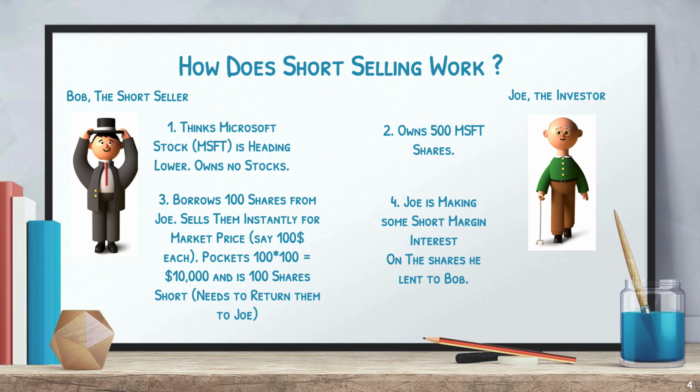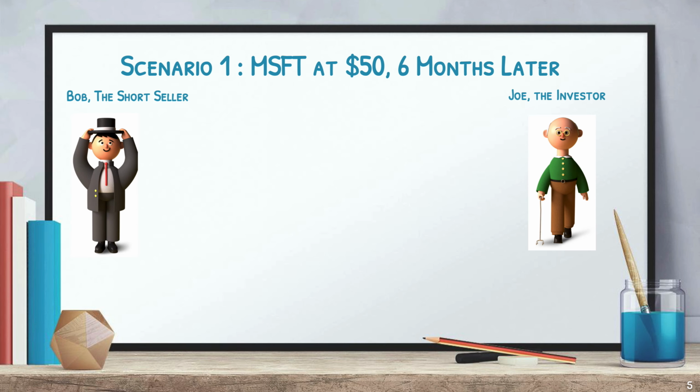He basically borrowed it so that he can actually sell it today because, again, he thinks that the price is going down. So let's examine two scenarios. In the first scenario, Microsoft, the stock that he actually sold short, is today, 6 months later, at $50. So Bob, the short seller, is actually happy because the stock is lower. So he's going to be making some money. How much money? Let's examine.